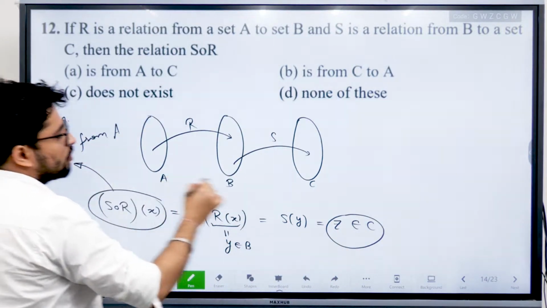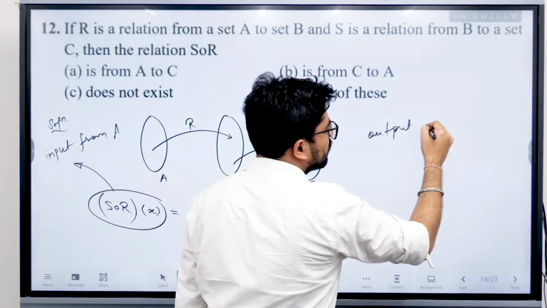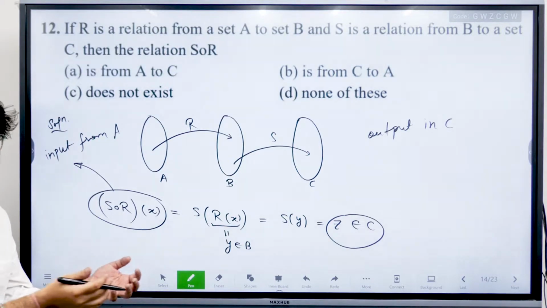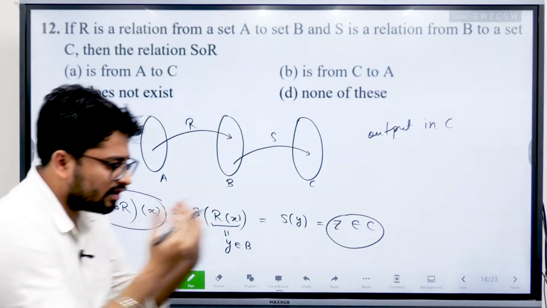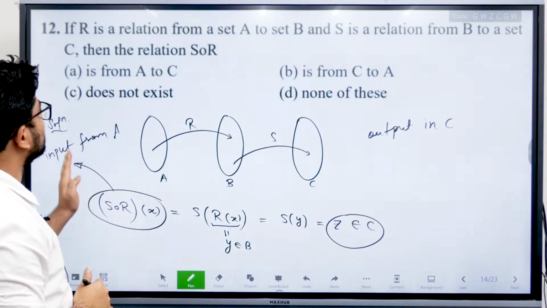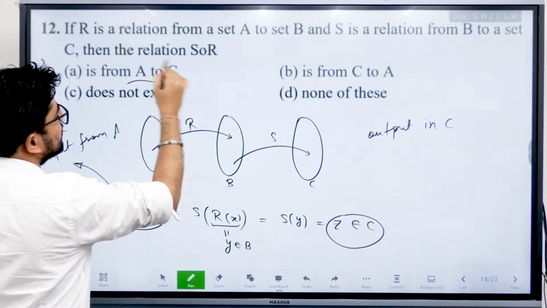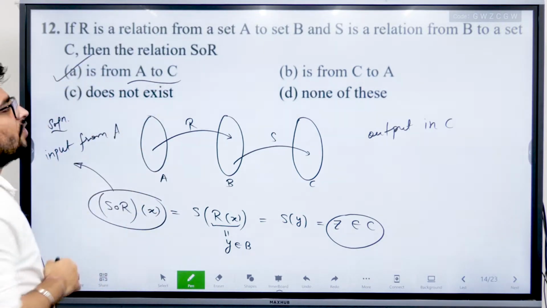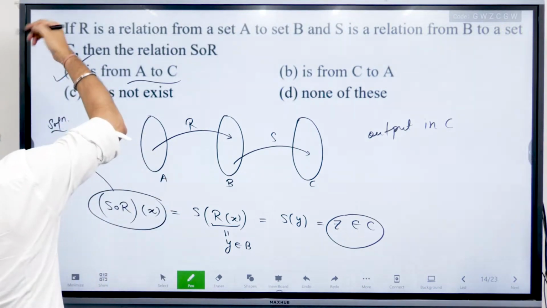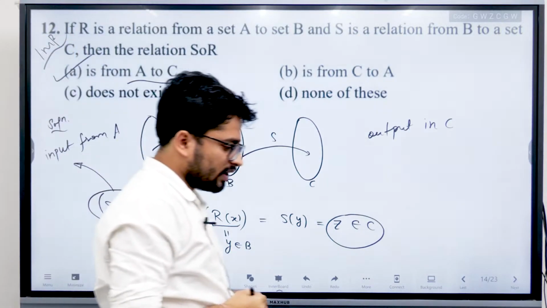So the output of S∘R is in C. It means S∘R takes elements from A and leaves them into set C. So this is a relation from A to C. The final answer is A. Got it? This is an important one.